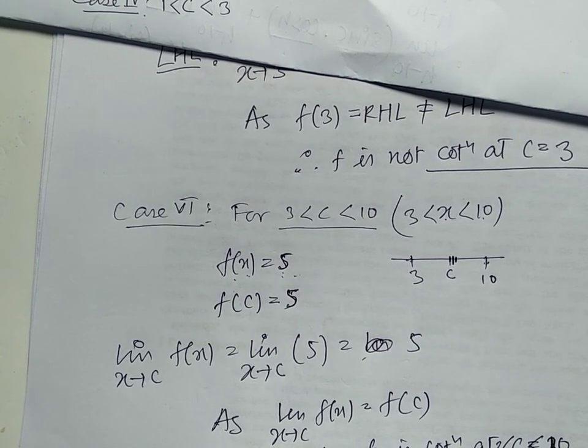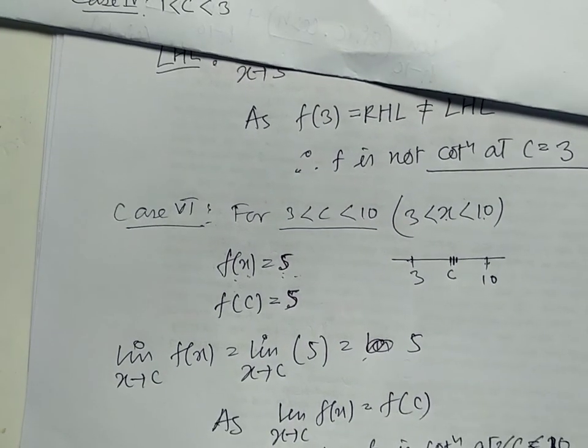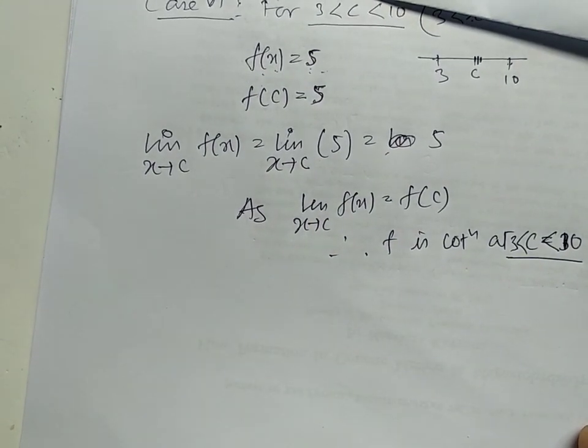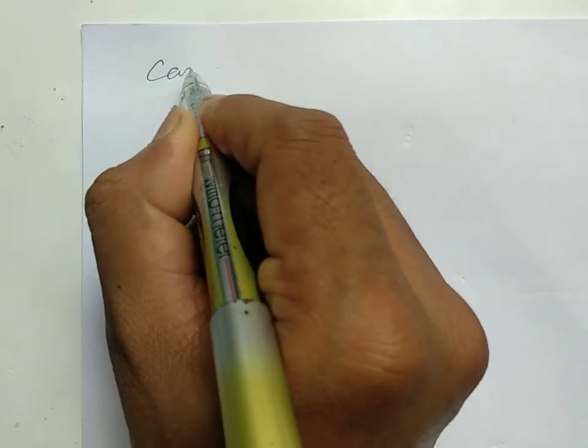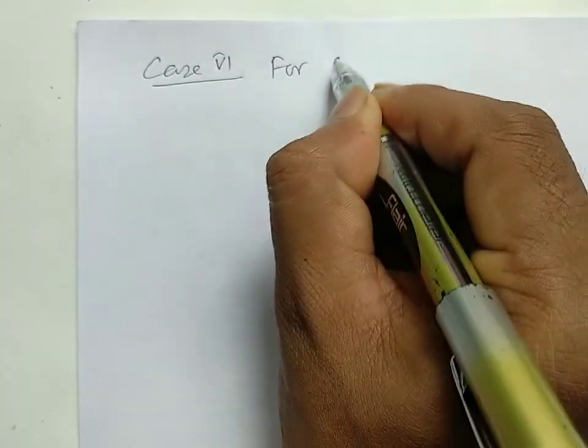So here also it is continuous. Now in the last case, we'll try to discuss the continuous function at c is equal to 10. So case 7. So what is the case? For c is equal to 10.